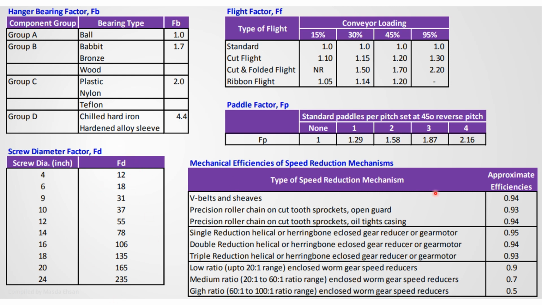This value will not be matching otherwise. And the drive which you're using, for example, if you have V belt and sheaves, it will be 0.94. If you have a gearbox directly coupled, you can take 0.95, 0.94, 0.93. Normally, when we design, we take 0.9, and this can also be checked with your gearbox supplier. What is the efficiency of your gearbox? Based on that also, we can change the factor.